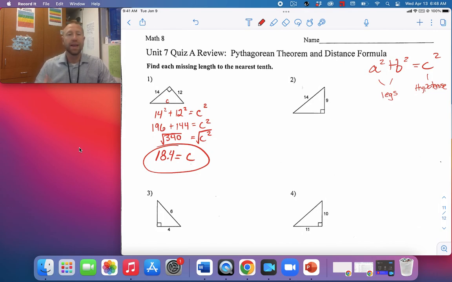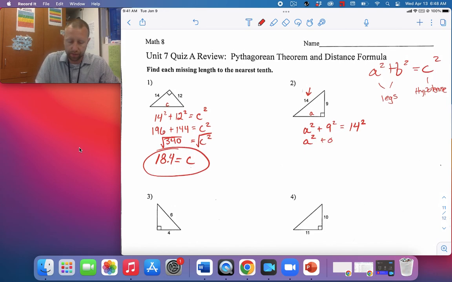For number 2, they give us the hypotenuse. That's this one right here. And they give us one of the legs. So we need to solve for the other leg. I'll say that other leg is A. So I've got A squared plus 9 squared equals 14 squared. A squared is going to stay the same. Now I'm just solving this equation, and the first thing I'm going to do is simplify. 9 squared is 81. And 14 squared, we just did that in the other problem, is 196.